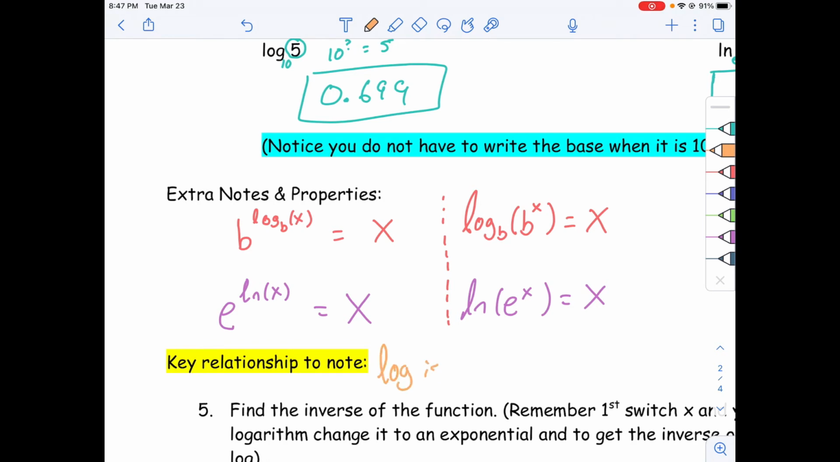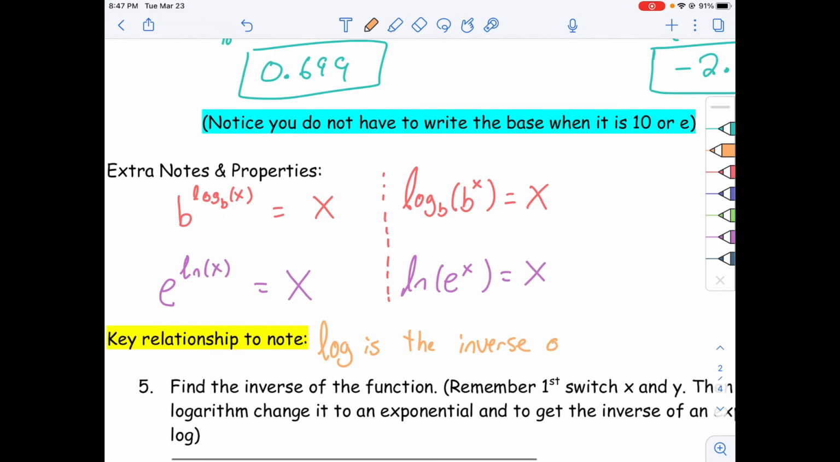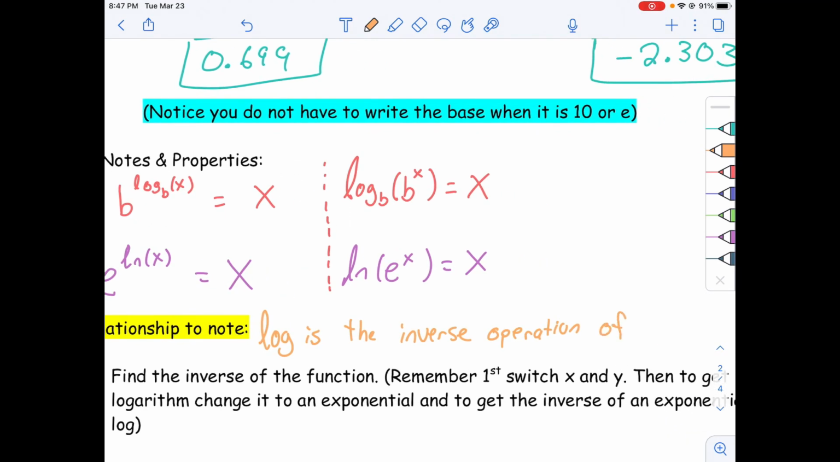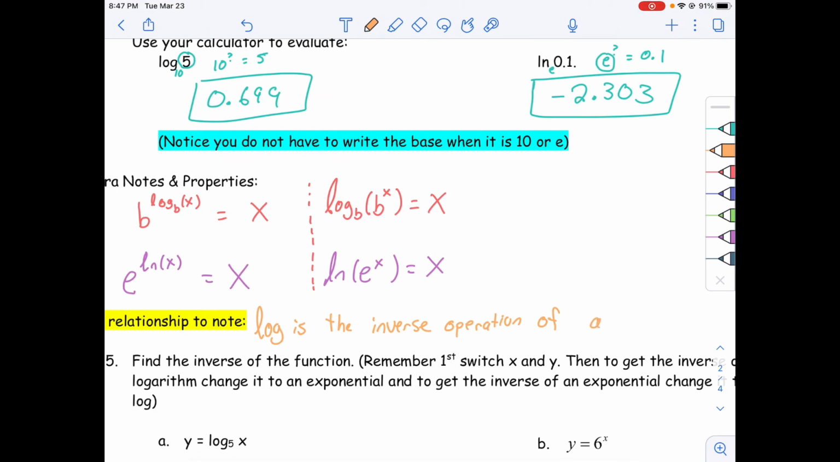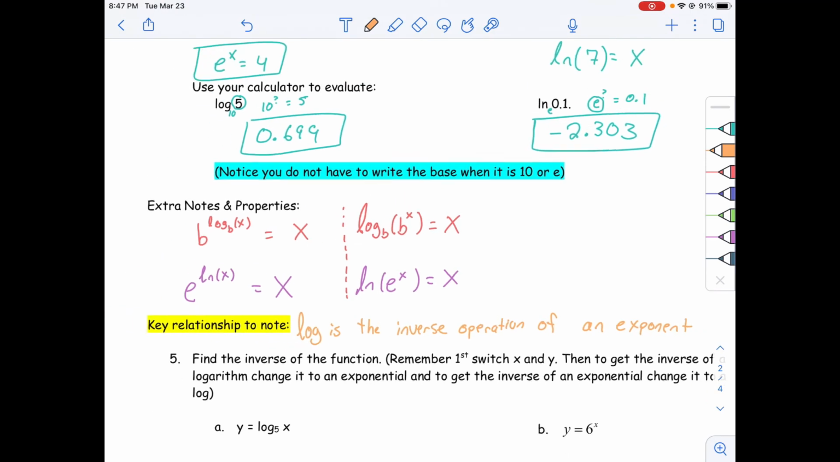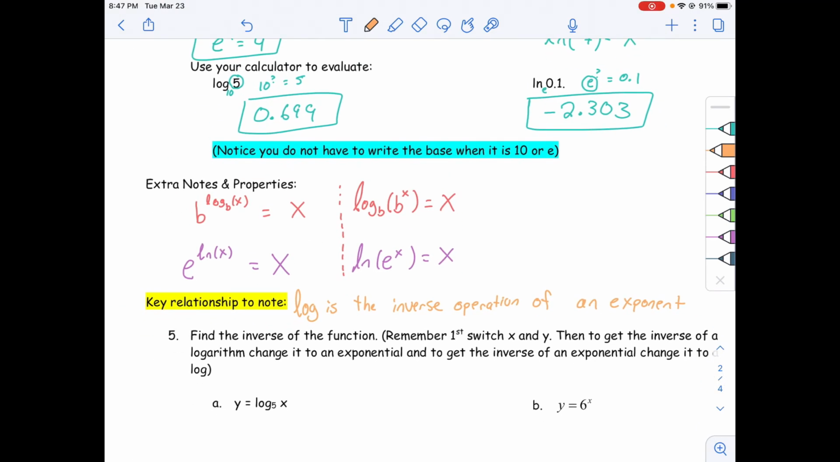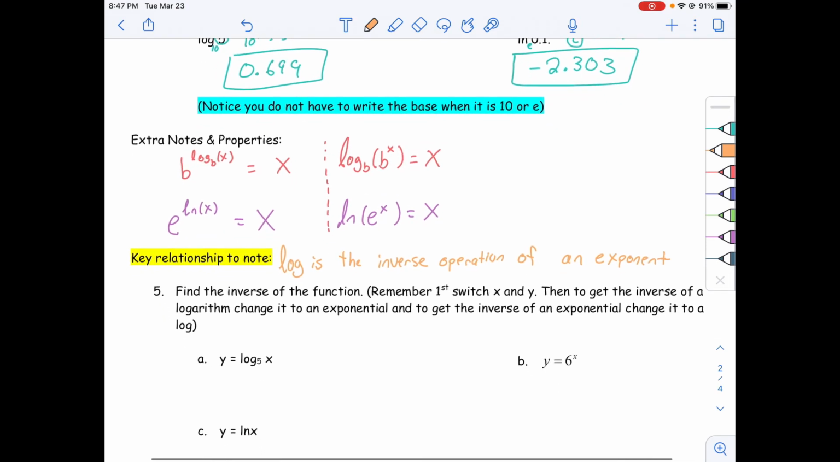So what's the key relationship to note here? Log is the inverse operation of an exponent. All right, so it's the inverse operation of an exponent.